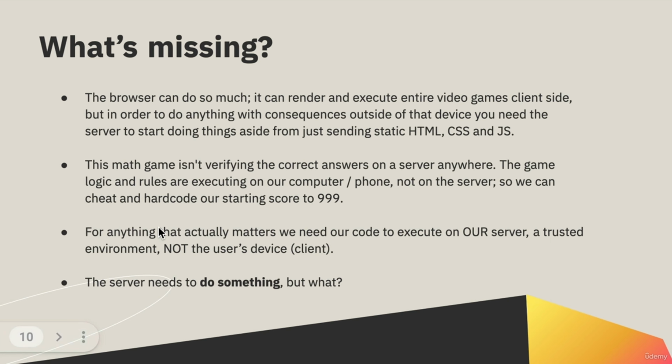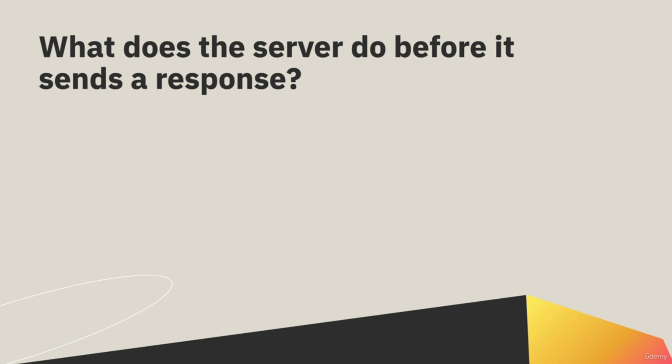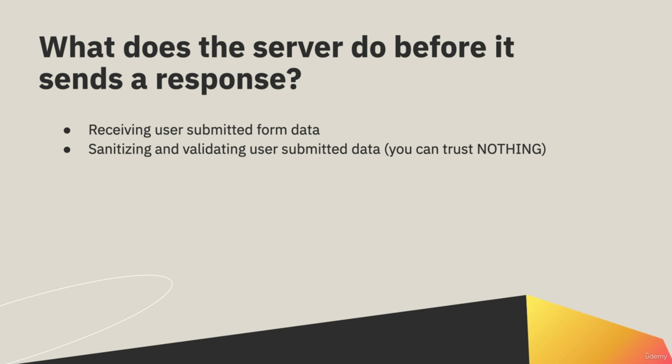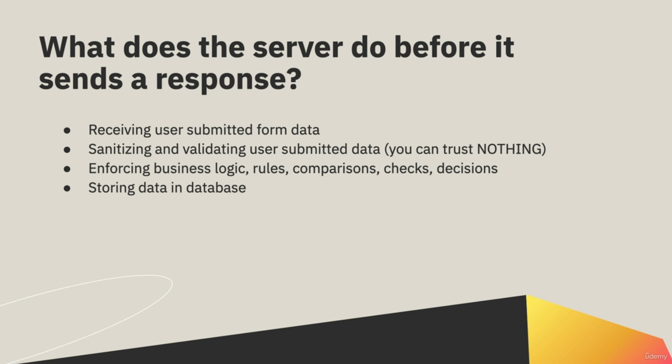So to get back to where we were, what's missing? The server needs to actually do something. That's what's missing. Now, what types of things does a server do before it sends its response? It can look at user-submitted form data. It can sanitize and validate that data because we can't truly trust it. It can enforce business logic, rules, comparisons, checks, decisions, right? So a lot of those things that the math game was doing on the client side, we could have been doing on the server side if not being able to cheat that math game was truly important.